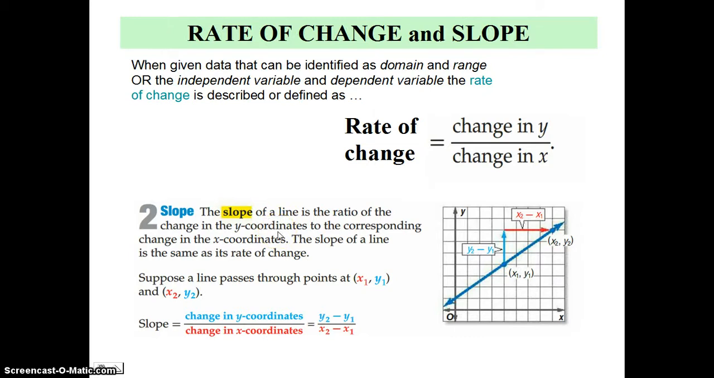Okay, so this is going to be 2.3 and 2.4. We're going to talk first about rate of change and slope.